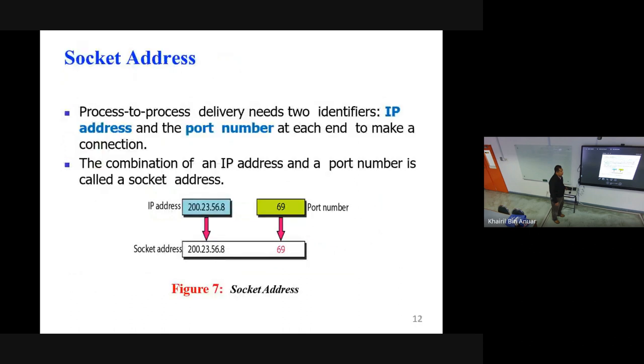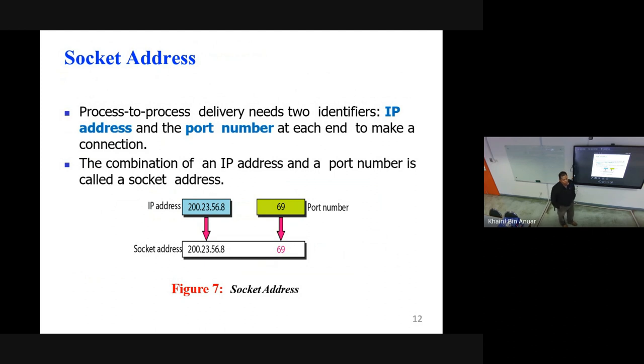The combination of the port number and the IP address is what we call socket addressing, or sometimes socket programming. For programmers, they call it socket programming. What does it mean? It means matching the IP address and the port. The IP address identifies the device itself, the location of the device, and the port identifies the service that you need to acquire. So process-to-process delivery needs two identifiers, the IP address and the port number, and this combination is what we call the socket address.